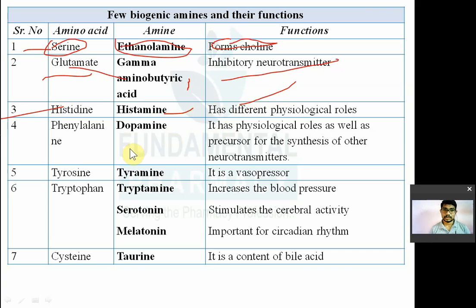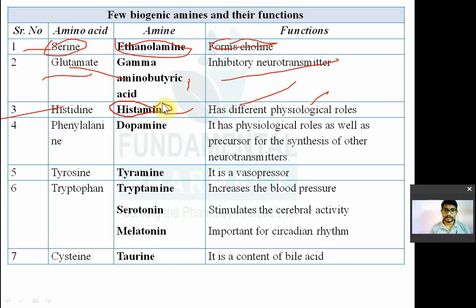नेक्स्ट वन इज फिनाइलएलानिन. फिनाइलएलानिन से आपका टायरोसिन बनता है, टायरोसिन से बनता है डोपा, उससे बनता है डोपामाइन, डोपामाइन से बनता है नॉरएड्रेनालिन, बाद में एड्रेनालिन. So this phenylalanine and tyrosine, they are very important. So phenylalanine tyrosine से बनता है सब कुछ, मतलब phenylalanine tyrosine में डिफरेंस क्या है?